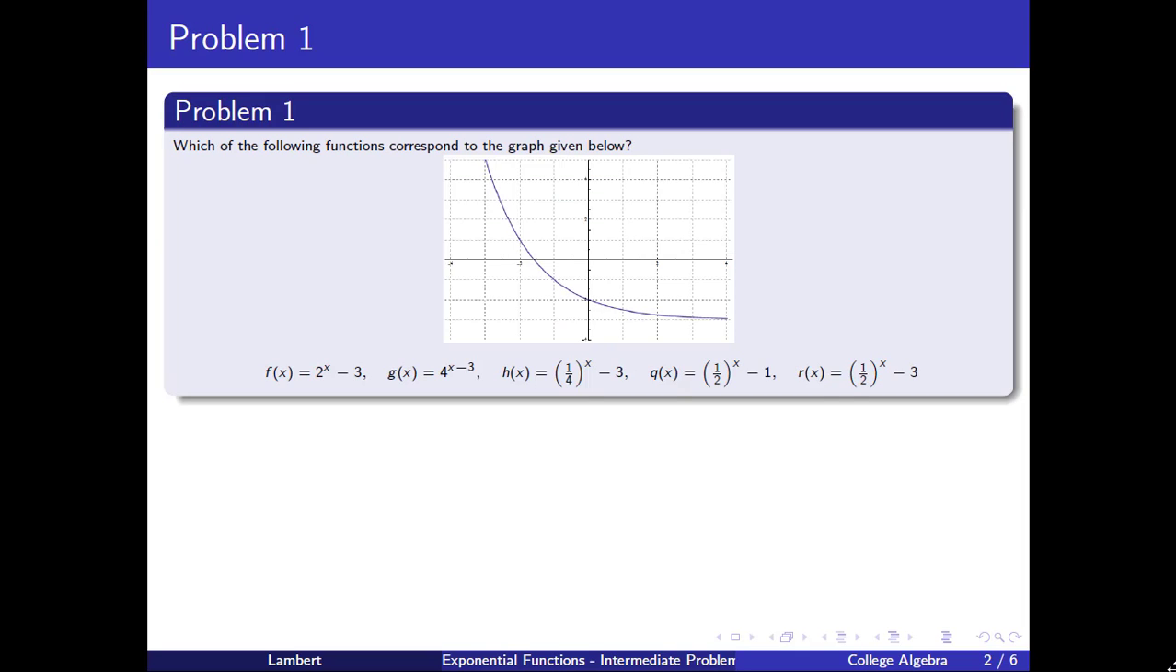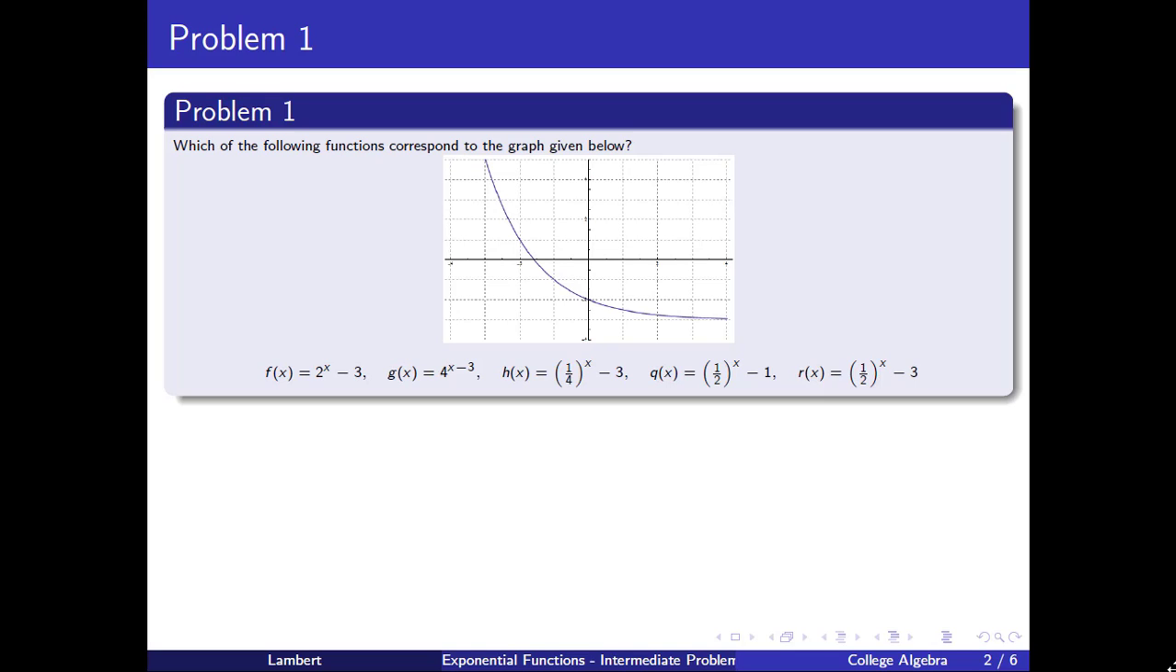Which of the following functions correspond with the graph given below? So we have a graph that's decreasing from left to right, and our options are f of x equals 2 to the x minus 3, g of x equals 4 raised to the x minus 3 power, h of x equals 1/4 raised to the x power, and then we subtract off 3, q of x is 1/2 raised to the x power, and then we subtract off 1, and then r of x equals 1/2 raised to the x power, and we subtract off 3.